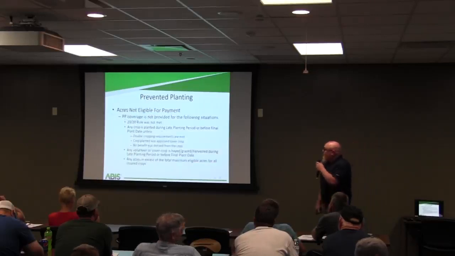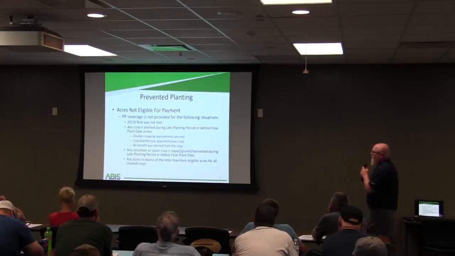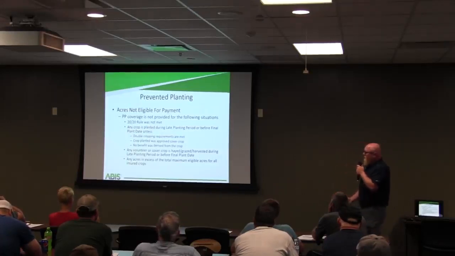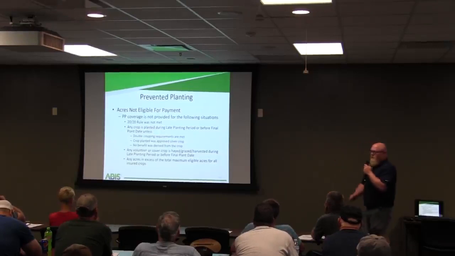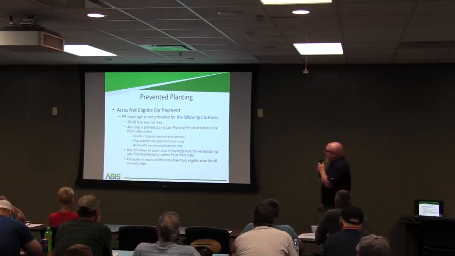Let's see, not eligible for payment. Prevented plant is not going to be payable in the following situations. For example, if the 20/20 rule is not met, so if you didn't hit the 20 acres, 20% of the unit, any crop planted during the late planting period or before the final plant date would not qualify unless double cropping requirements are met. That's not something we have to worry about in this area because we don't have any double cropping as an insurable practice.